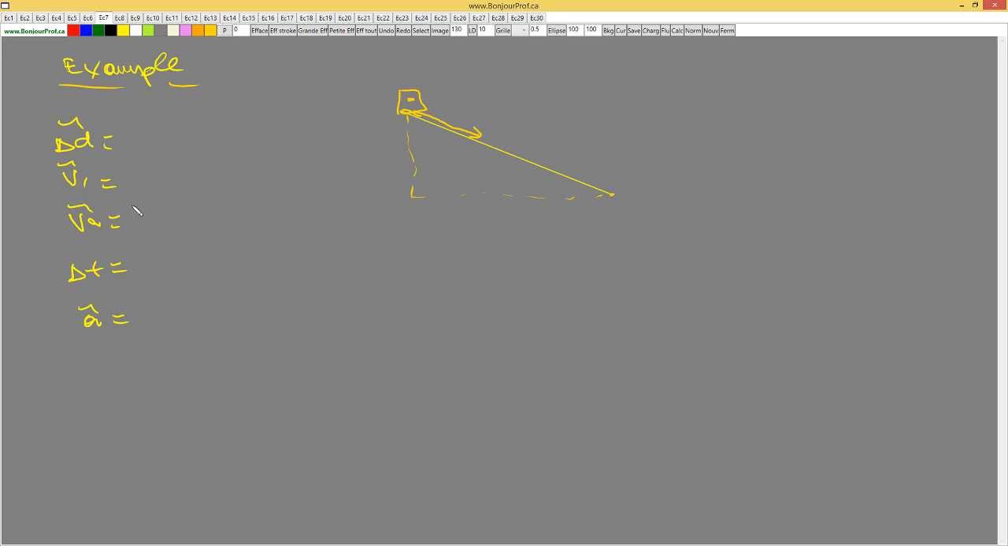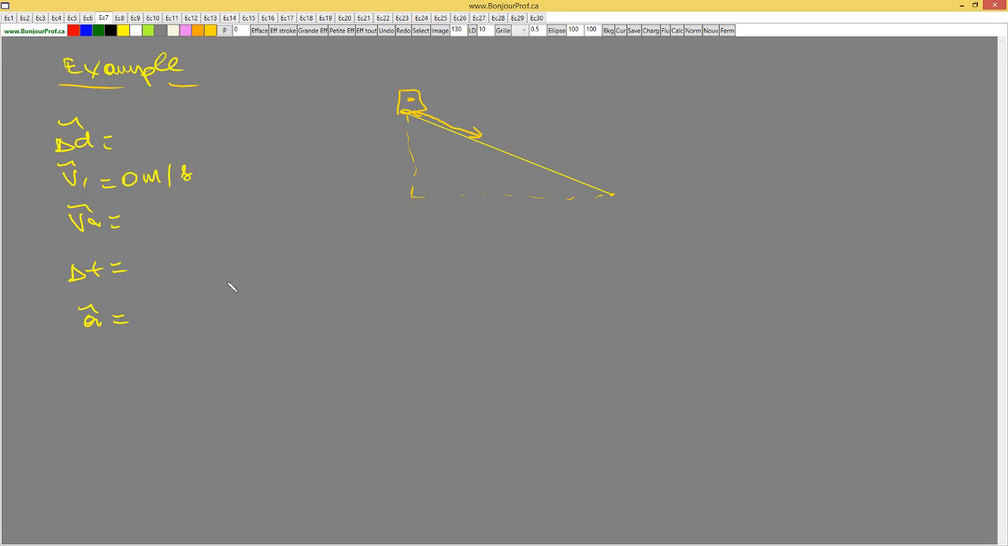What is its value? It is at rest. It was at rest position. Rest position, what does it mean? It is not moving. If it is not moving, what is it? 0 meters per second. So they give us V1, the initial. V1 is 0 meters per second.